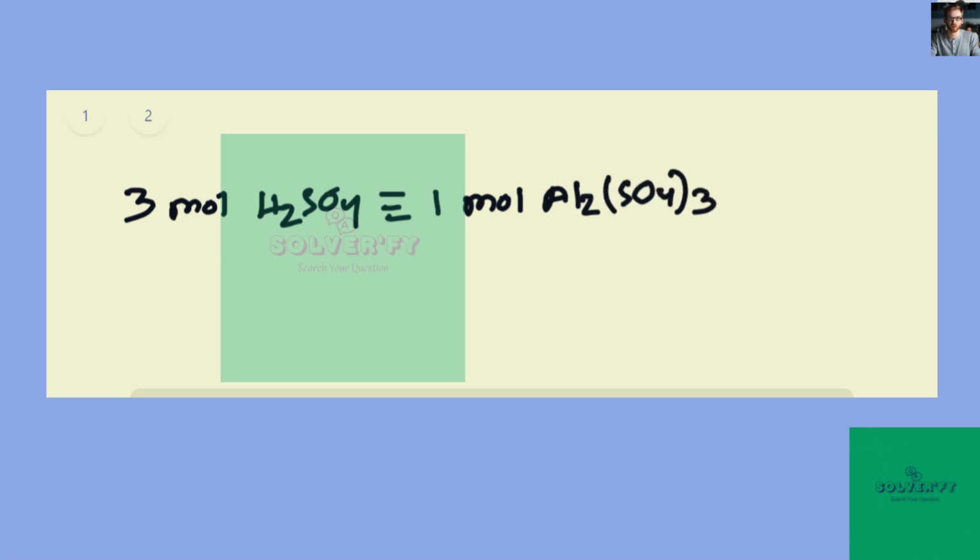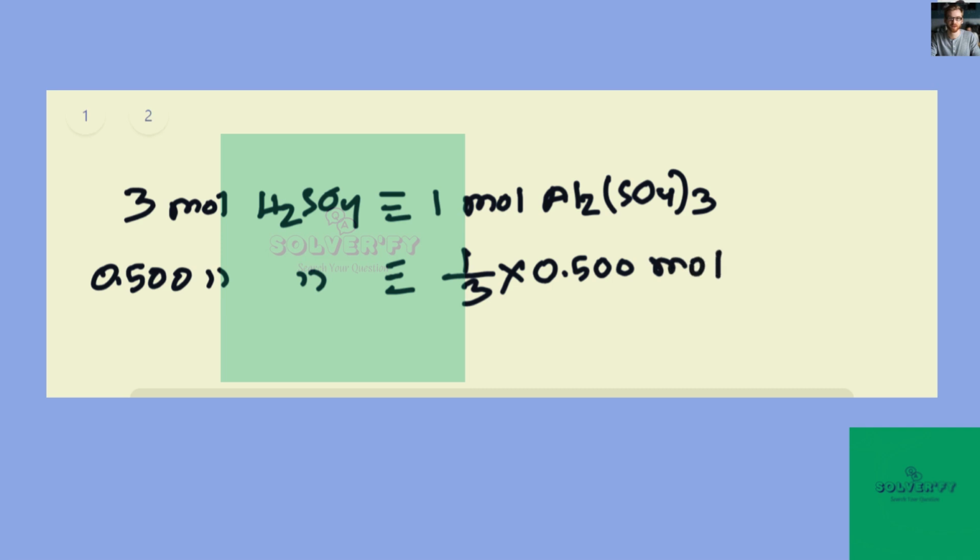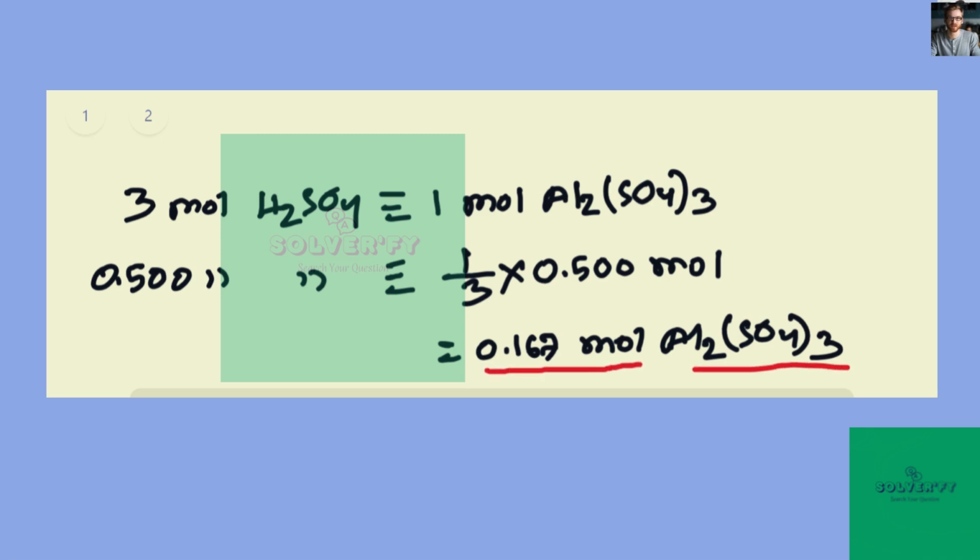That means since you are provided 0.5 mole of H2SO4, which is our limiting reactant, that means 0.5 mole of H2SO4 will produce 1 over 3 times 0.5 mole, or 0.167 mole Al2(SO4)3. That means under the reaction condition, we will have 0.167 mole aluminum sulfate being produced.